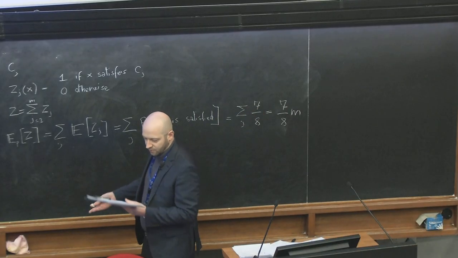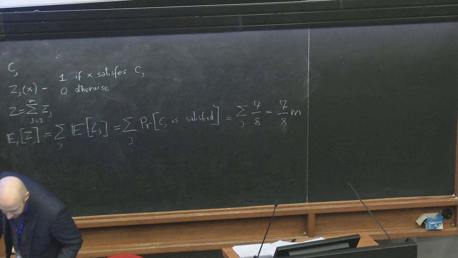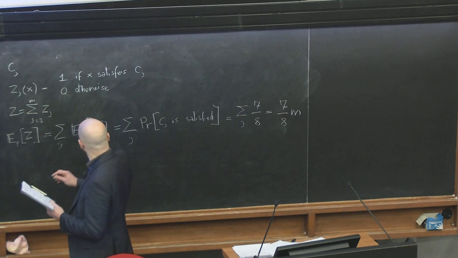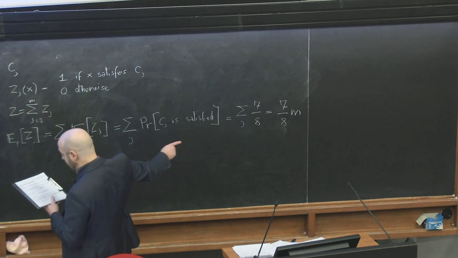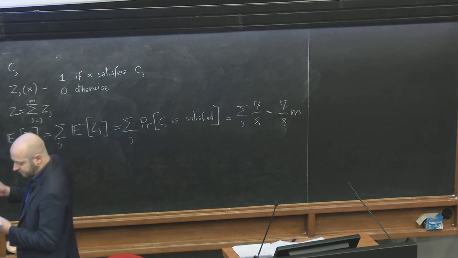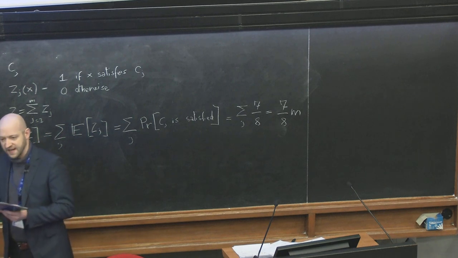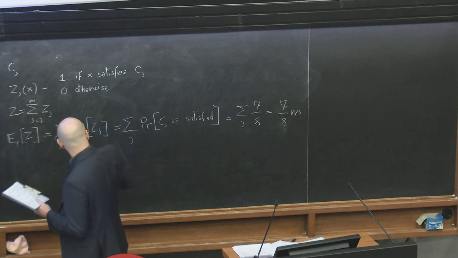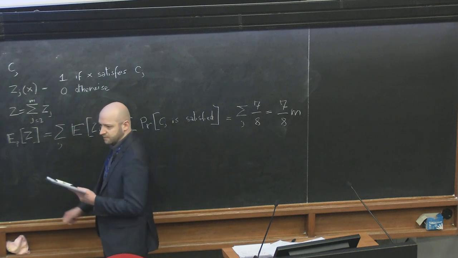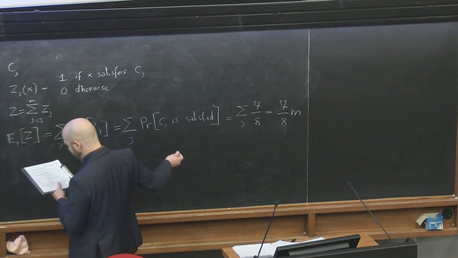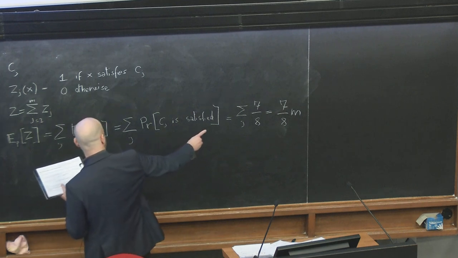And well, I see I have about 5 minutes left. So I will just say that this is surprisingly large, but in particular, we have proven that there exists at least one truth assignment that satisfies this many clauses. This is not obvious to begin with. Why is this the case? Because it's the usual convex combination argument.